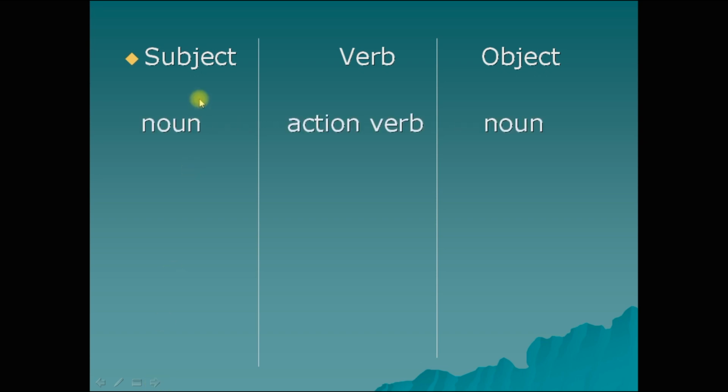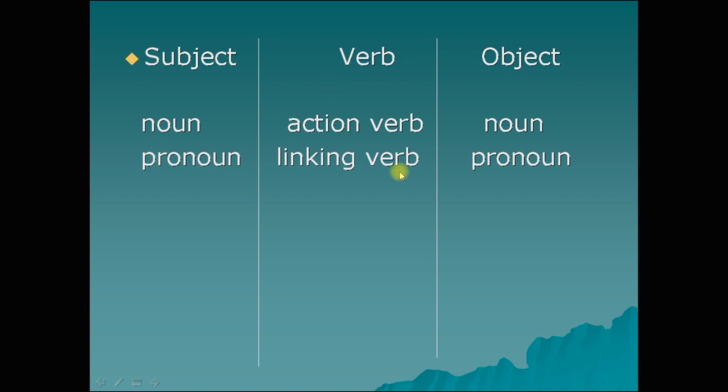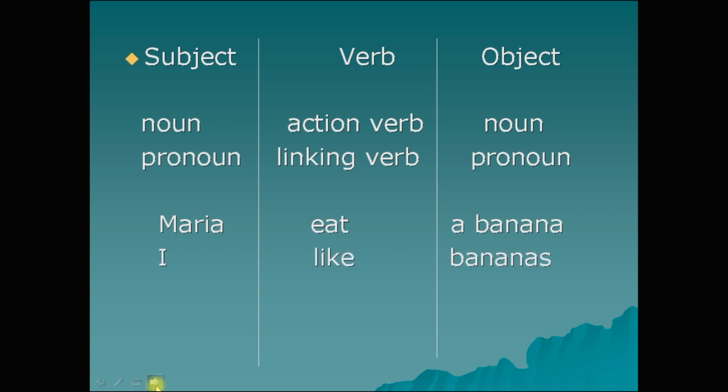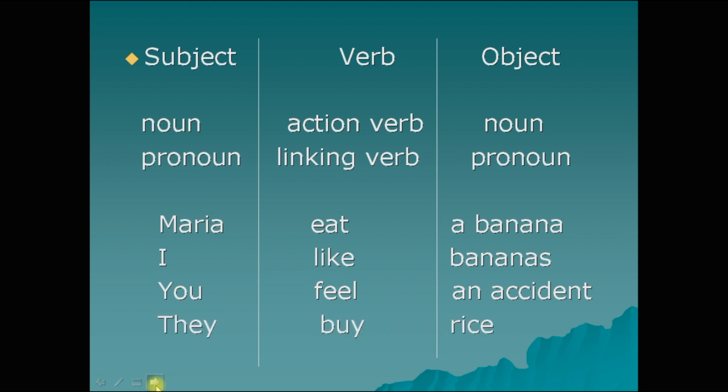So, noun. Ano-ano yung pwede natin ilagay sa subject? Noun. Sa verb, action verb. Sa object, noun din. Okay, ano pa? Pwede nating ilagay sa subject ang pronoun. Verb, linking verb. Object, pronoun. So, Maria eats a banana. I like bananas. You feel an accident. They buy rice.